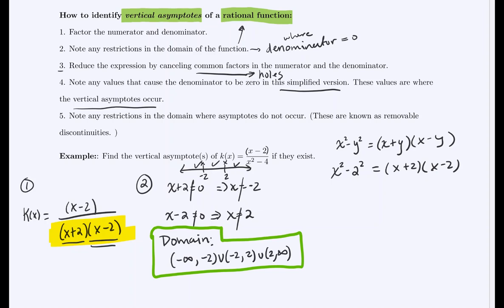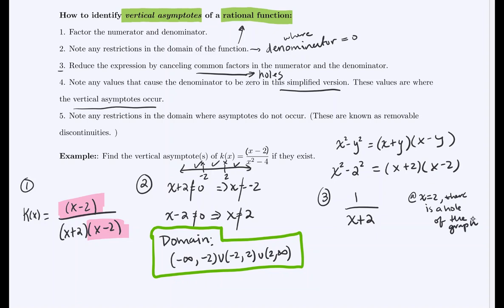Now step 3 says reduce the expression by canceling any common terms, and specifically, do we see that we've got an x minus 2 and an x minus 2 above and below, so we're going to cancel those. And we get the expression 1 over x plus 2, because actually at x equals 2, we've got a hole. We'll talk about y in a second, but we can reduce our function to just 1 over x plus 2.